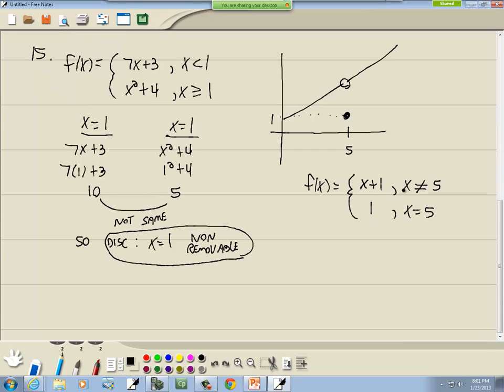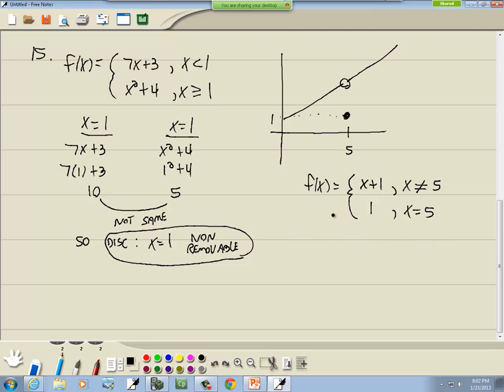Okay. Now, if I were to take a look at each piece, x plus 1, that's a polynomial, it's continuous everywhere, there's no discontinuities. 1, well, that's a line. That's continuous everywhere. It's actually a point when we look up here, but these right here, there's no discontinuities. Okay, so then we check where it changes over. So we plug in 5. Well, 5 plus 1 is 6. There's no x down here, so this is 1. So they're not the same. So they are a discontinuity.